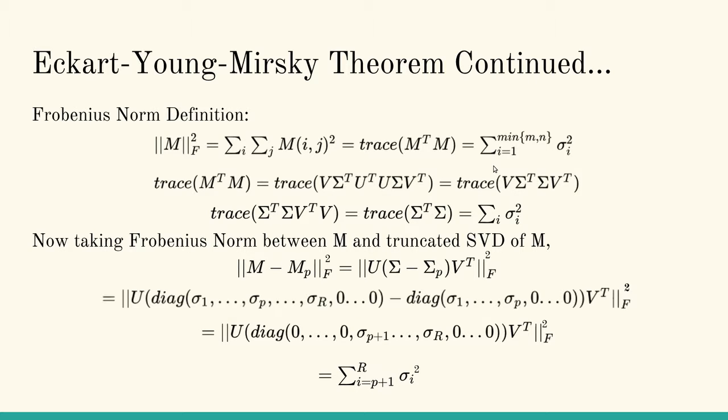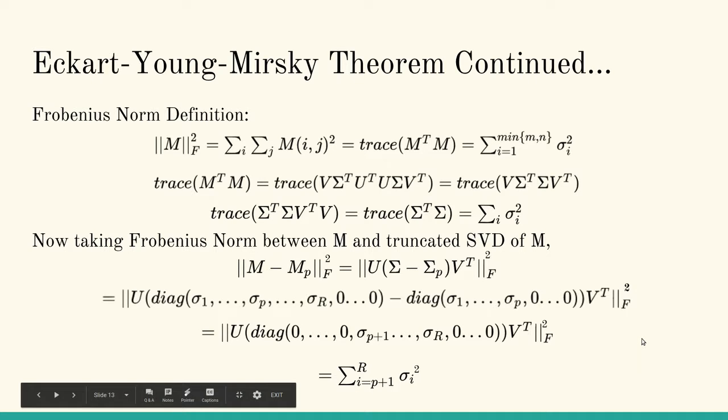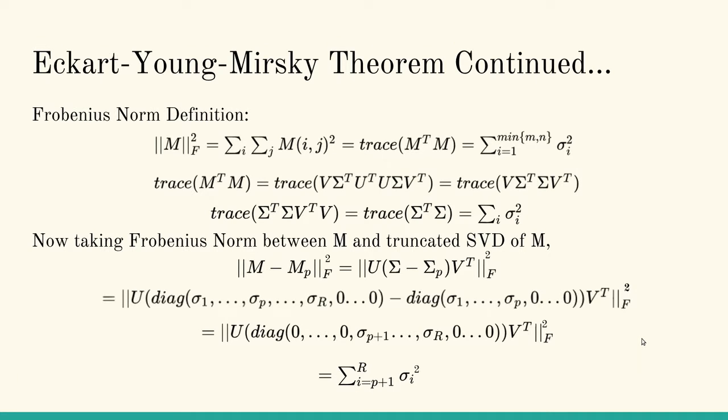Taking the trace of M transpose M and substituting the SVD of M in the expression and simplifying it using the trace operator's properties, we end up with the above relation as shown in the slide. Now taking the Frobenius norm between M and the truncated SVD representation of M and following the steps, we end up with the Frobenius norm squared equal to the summation of squares of leftover singular values.